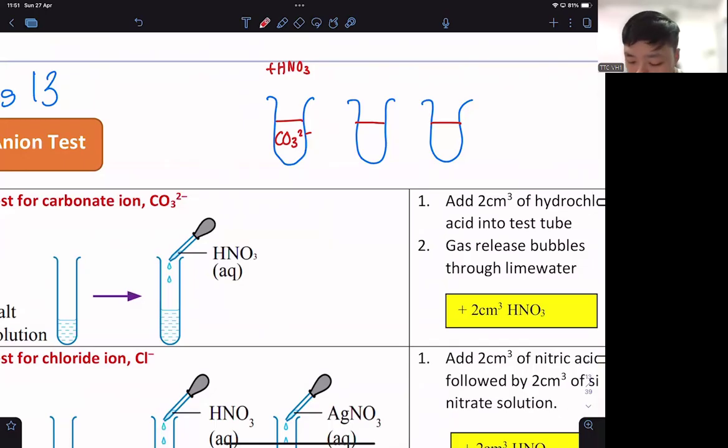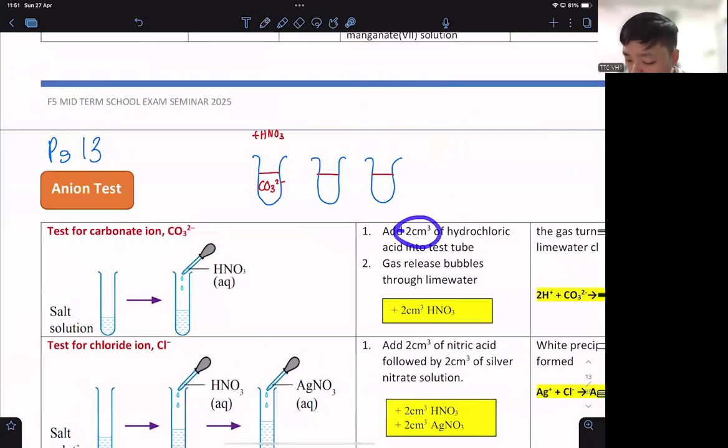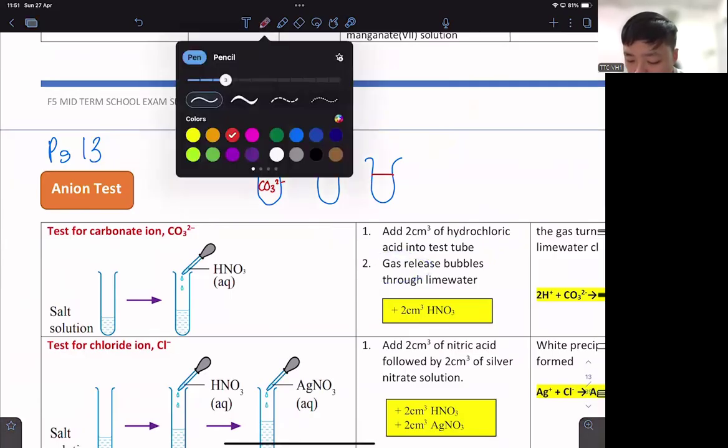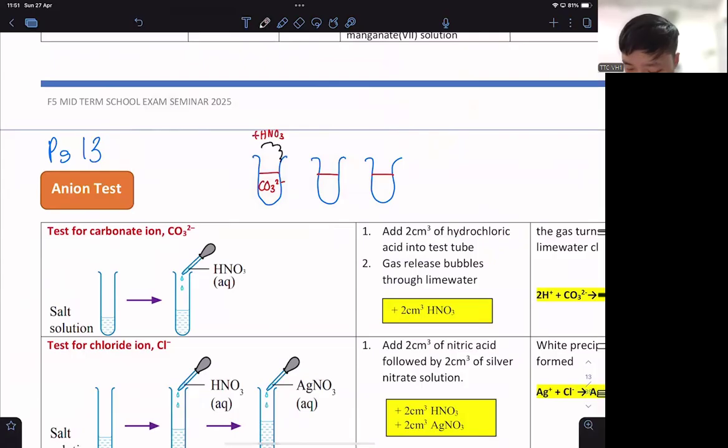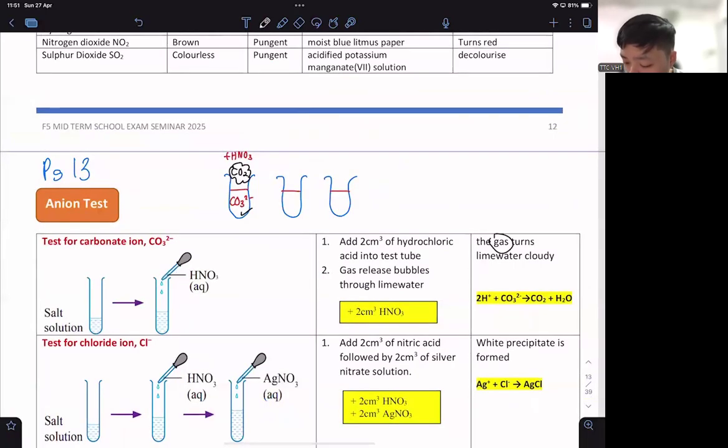Remember, the acid. You add 2 cm of HCl. It can be HCl, it can be HNO3. Then if a gas bubble comes out, released through lime water, it means carbon dioxide comes out. If carbon dioxide comes out, it means inside you have carbonate ion. Okay, that's simple. Remember the gas turns lime water cloudy. So if you get carbon dioxide, inside you have carbonate ion. Very simple. This is the first one.